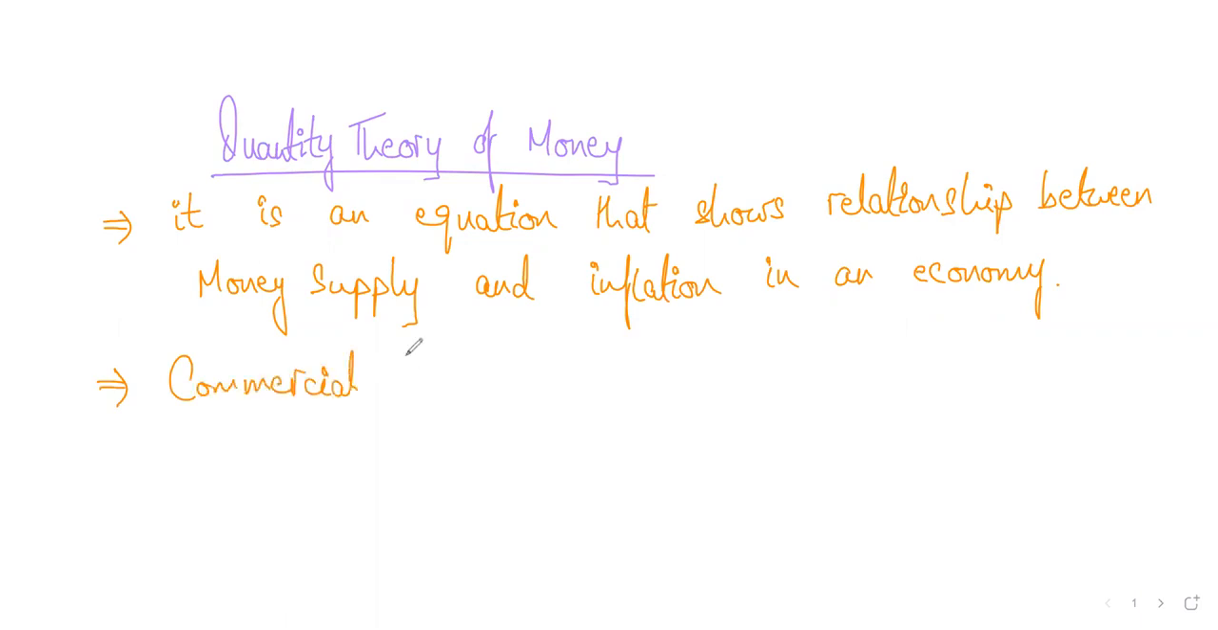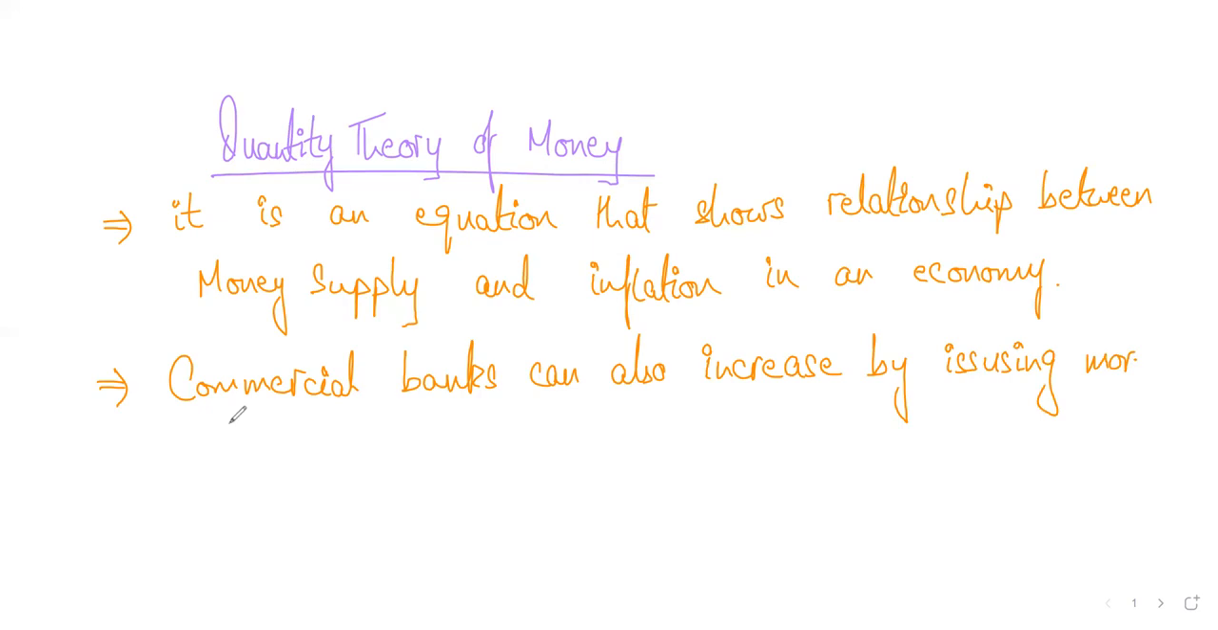Commercial banks can also increase money supply. Do you remember that concept of credit multiplier, students? By issuing more loans. Any confusion around this, right? So that is also something that you need to remember.